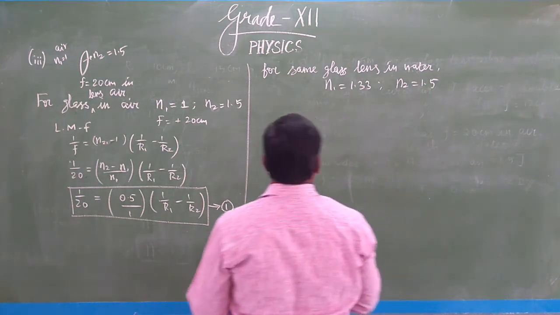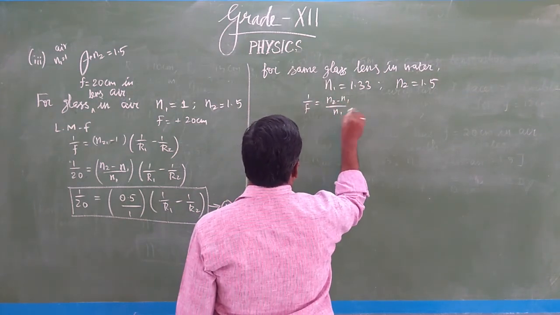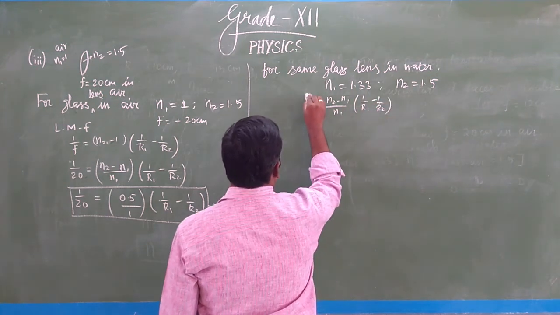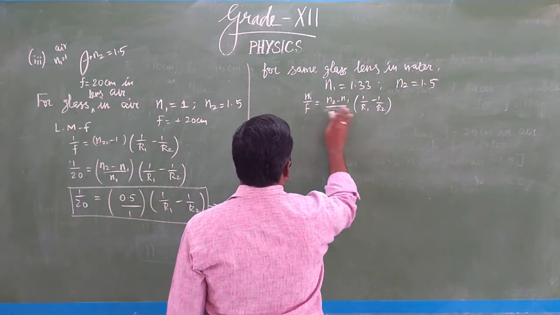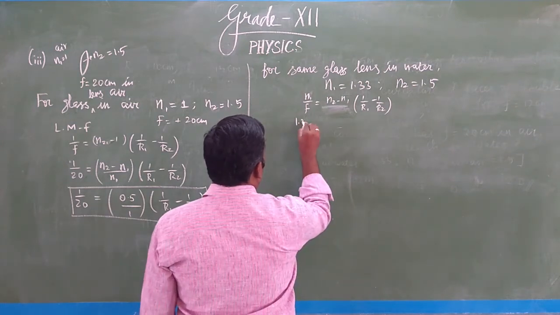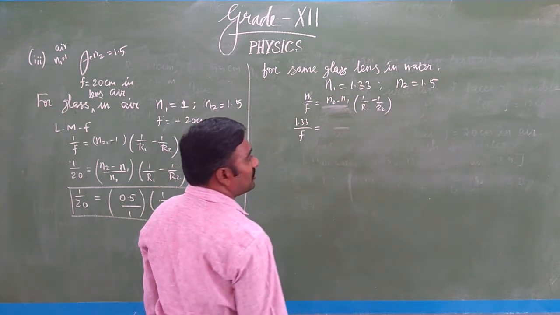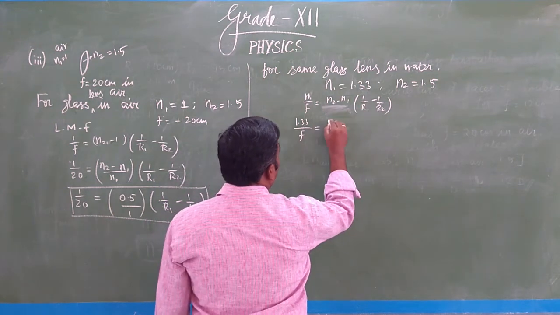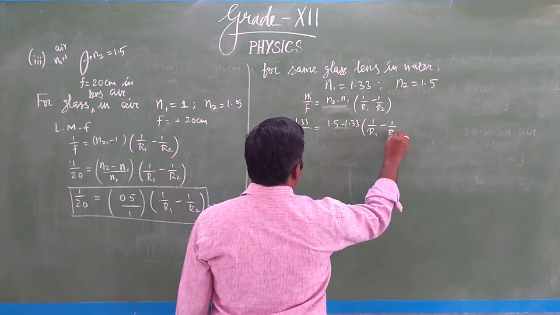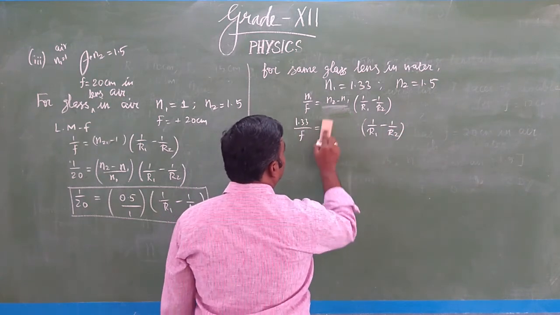Use the same formula: 1 by f is equal to (n2 minus n1) by n1 into (1 by r1 minus 1 by r2). The denominator n1 we can multiply to this side. So substitute all the values. What is n1? It is 1.33. So 1.33 by f is equal to (n2 minus n1), that is 1.5 minus 1.33, into (1 by r1 minus 1 by r2). By subtracting, 1.5 minus 1.33 is equal to 0.17.